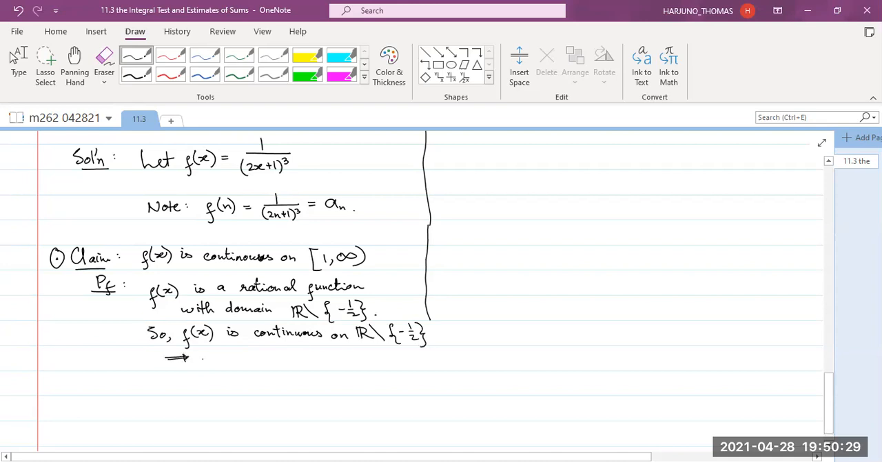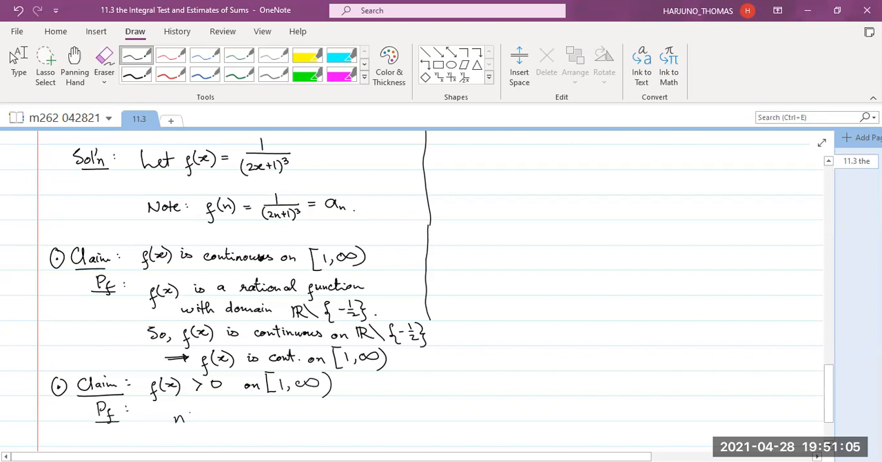Consequently, then we can say the function is continuous on what we need, 1 to infinity. Second, claim: the function is non-negative. And again, what you need is from 1 to infinity, or to be more precise, from some capital N to infinity. Proof.